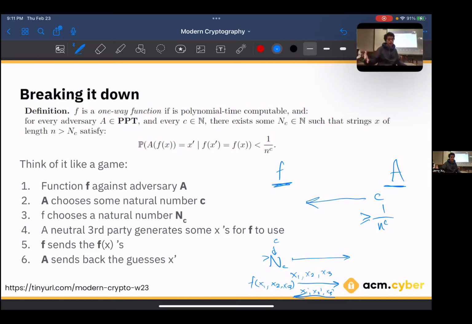And so if A is correct with probability exceeding this value 1 over n to the c, where n is like the length of these strings, then A is going to win and f is not a one-way function. But if A doesn't exceed that probability, then f wins and f is a one-way function. The time complexity is different in both directions.